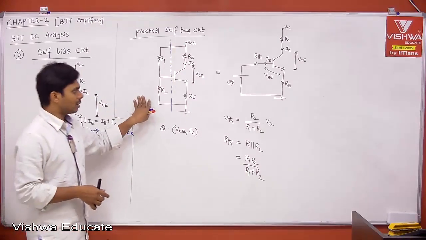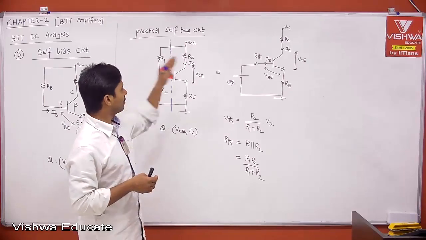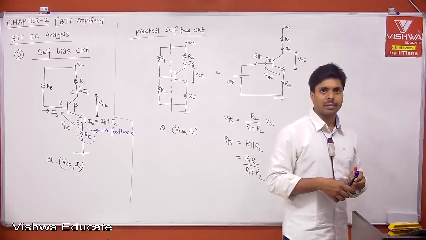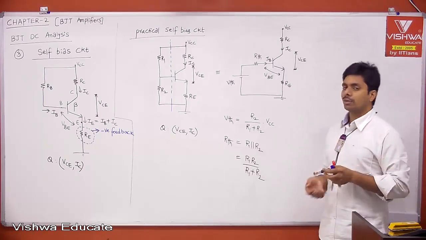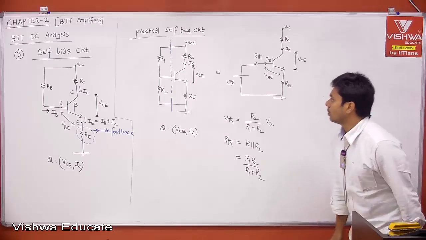If this is what is given, if you see the problems, you will understand. Convert into VThevenin and RThevenin and write input KVL, you will get the answer. Sometimes we need output KVL to get the answer, then we can apply. Okay. Take the practical self bias circuit.